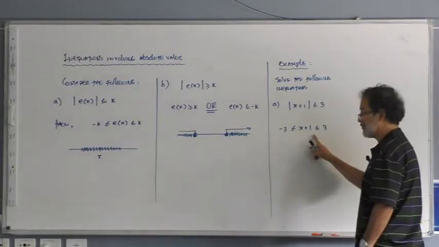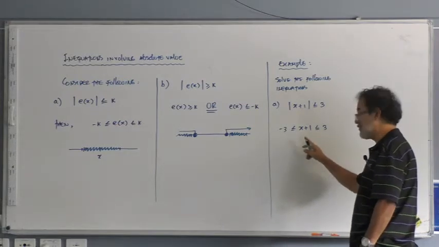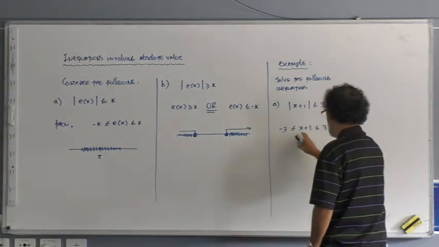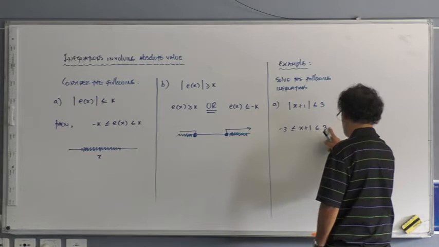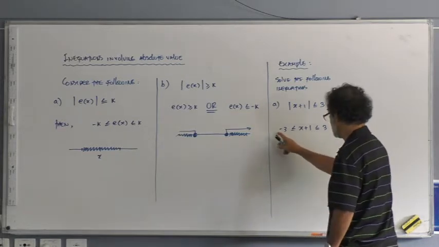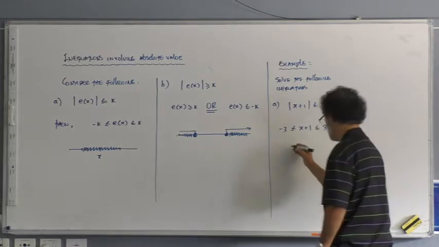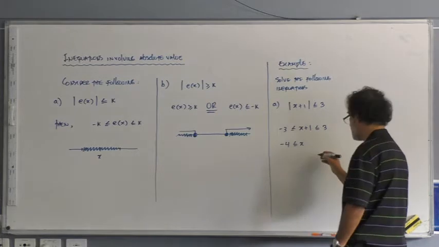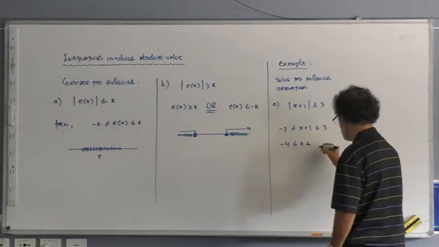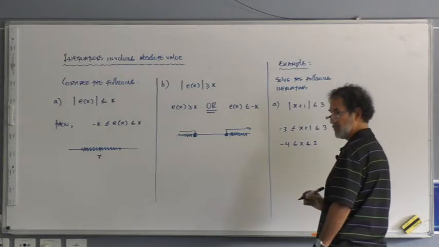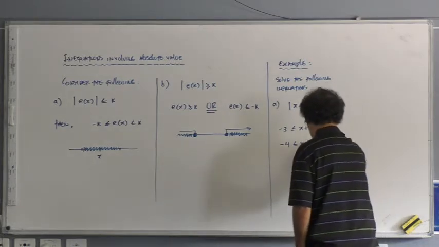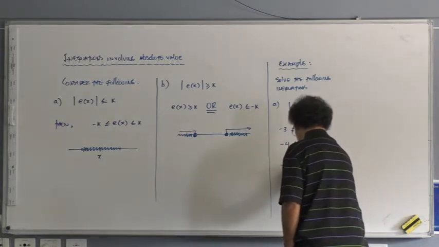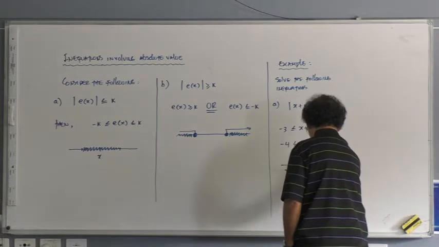And then we make x the subject. If you want to make x the subject, we have to take away 1, from here and here. What's the answer for -3 take away 1? -4. Then we don't have anything else in the middle but x. And 3 minus 1 is going to be +2. So therefore, my solution now is between -4 and 2.